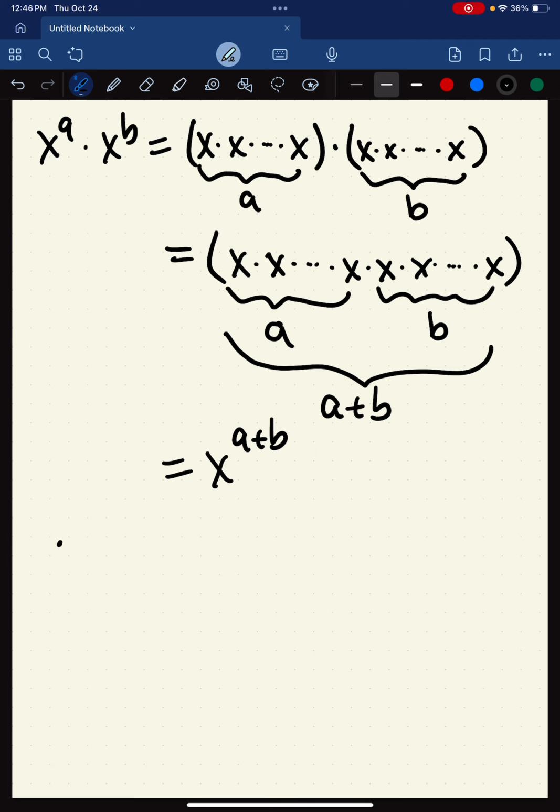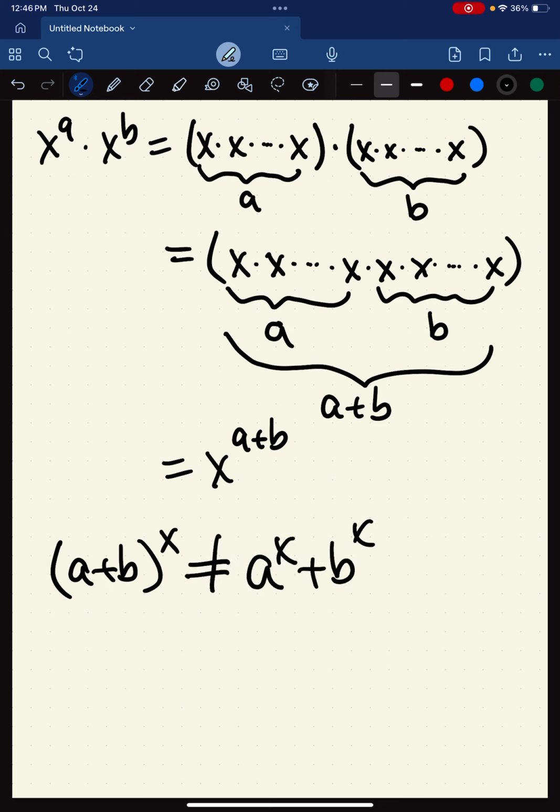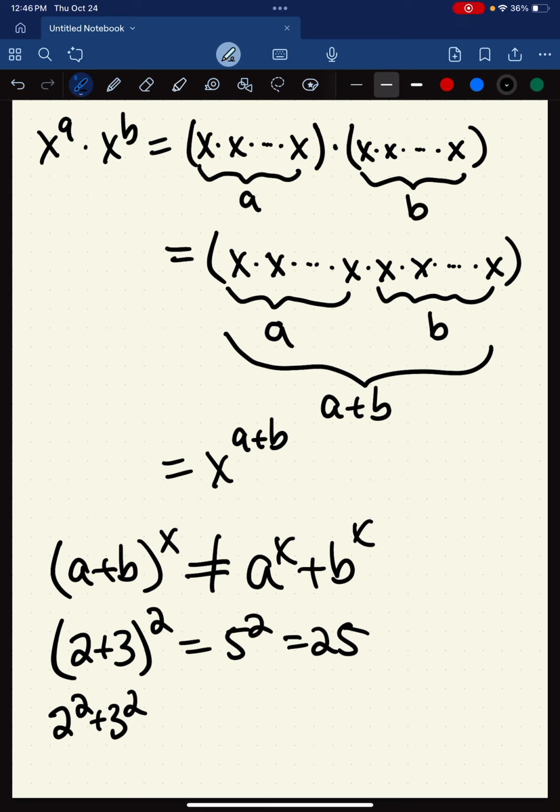Okay, quick note, this does not apply the other way around. (a plus b) to the power of x is not equal to a to the x plus b to the x. Let's look at an example. 2 plus 3 squared is equal to 5 squared, which is 25, whereas 2 squared plus 3 squared is 4 plus 9, which is 13, and those two things are obviously not equal.